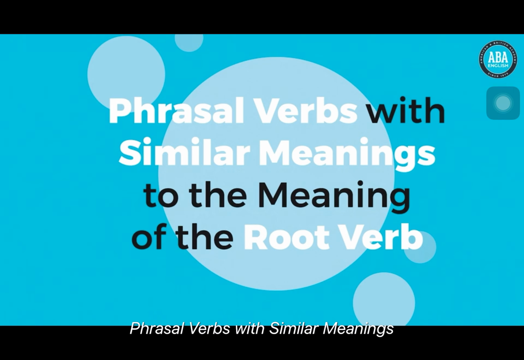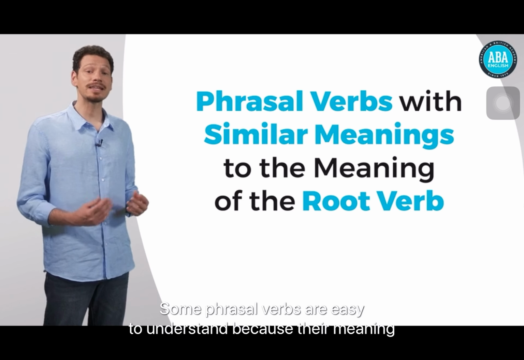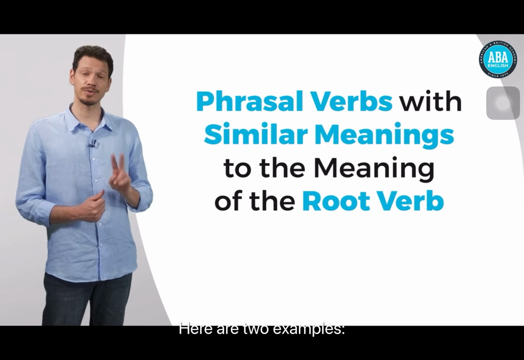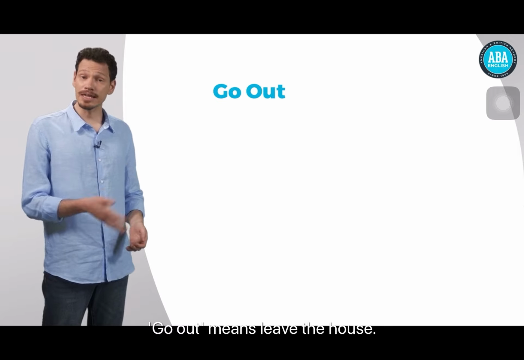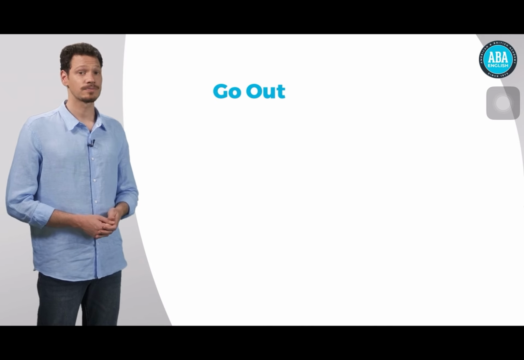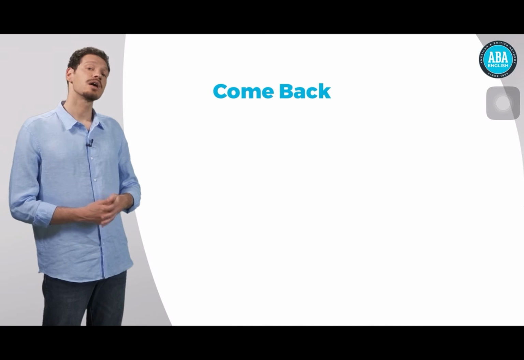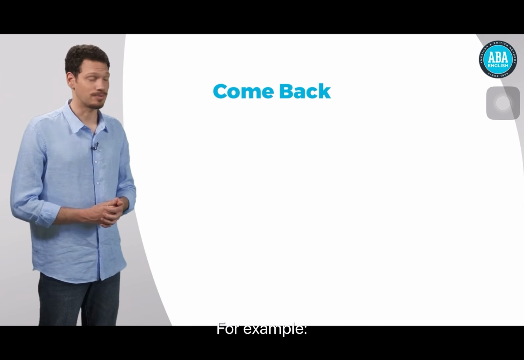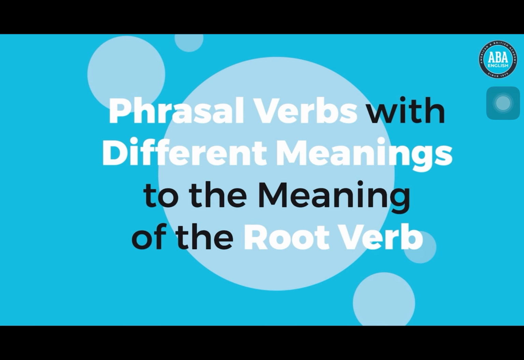Phrasal verbs with similar meanings to the meaning of the root verb. Some phrasal verbs are easy to understand because their meaning is very similar to the meaning of the root verb. Here are 2 examples. Go out means leave the house. For example, did you go out last week? Come back means return to a place. For example, I'm going out now, I'll come back later.